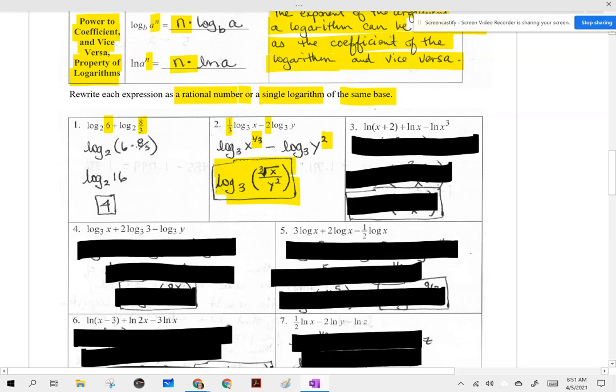Number 3, we've got our argument plus another argument minus ln x cubed. So we're going to multiply, just go from left to right. x squared plus 2x, all I'm doing is multiplying these two guys together, right? Distributing. Minus ln x cubed, which means it's going to turn into a quotient. x squared plus 2x over x cubed. And then the only thing I did here was factor out an x.